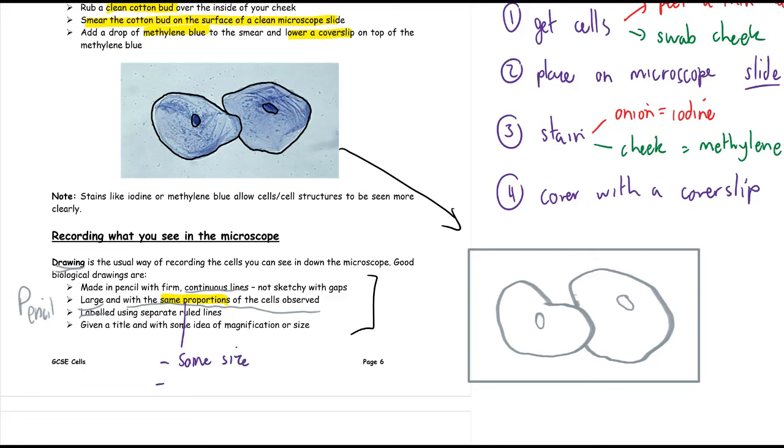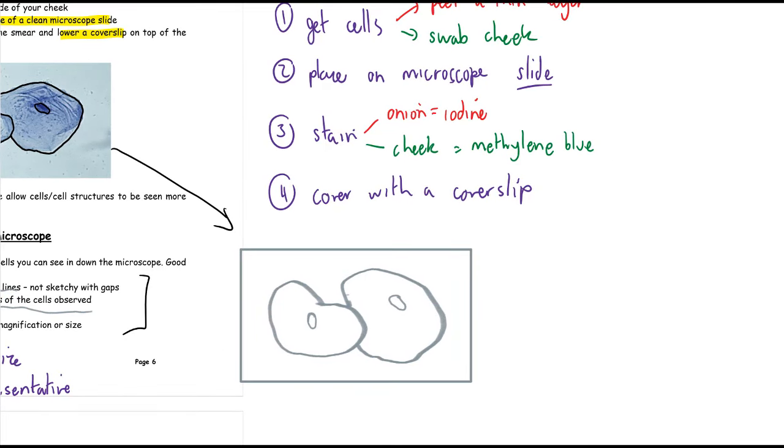And most of all, the one word that you're trying to think about here is your drawing needs to be representative. So what you're seeing in this photograph, that's what your drawing needs to look like. It needs to be a good representation of your photograph. A bad representation would be me just drawing two cheek cells like that and then labeling.